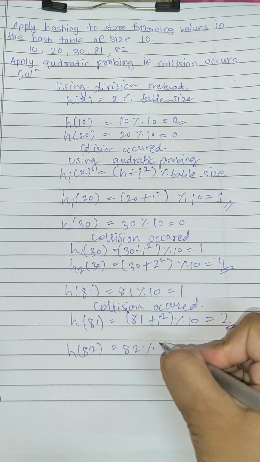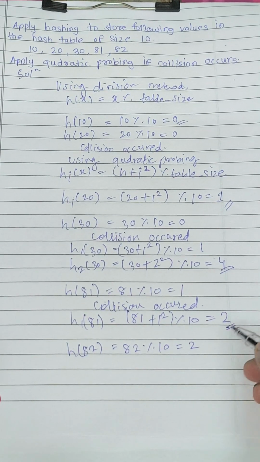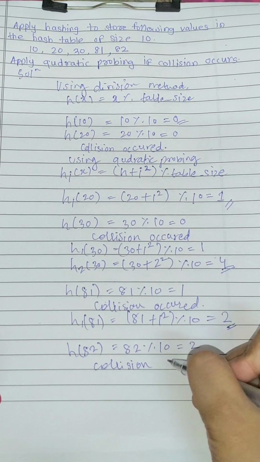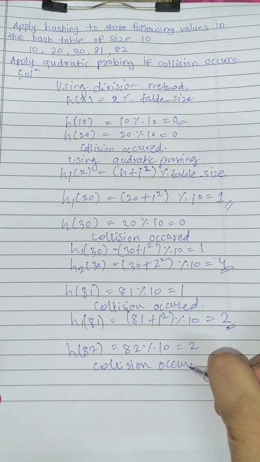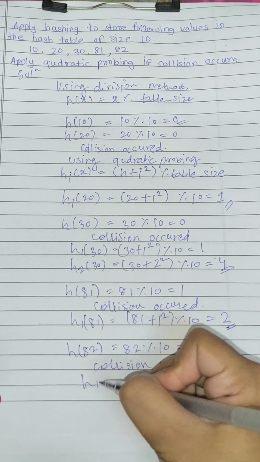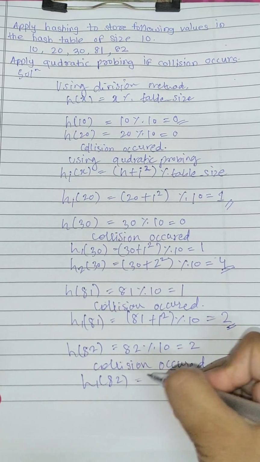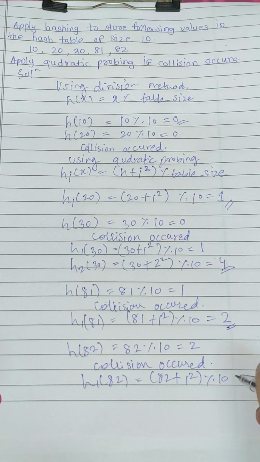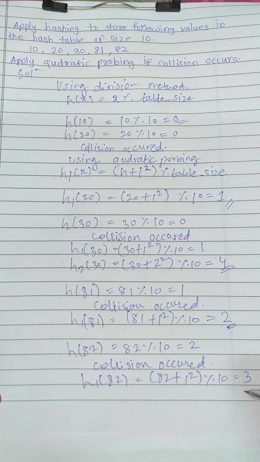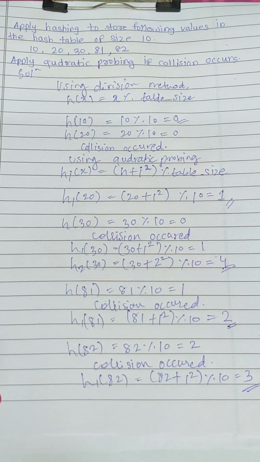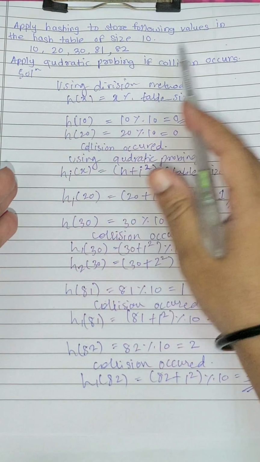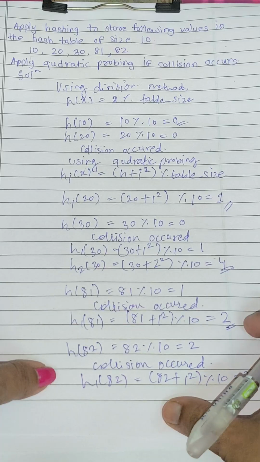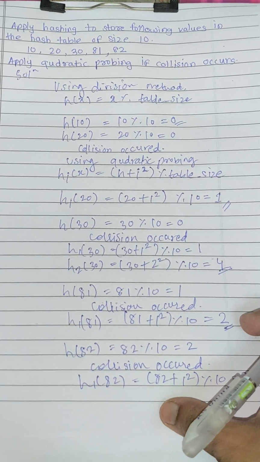Now here again we are getting a collision, as it will generate index 2, which is already in use. Since there is a collision, we will do h1 of 82, doing 82 plus 1 square mod 10, which is 3. 3 is not in use, so we can use it. So now we have covered all the values with unique indices, and we are done with our hashing with quadratic probing.